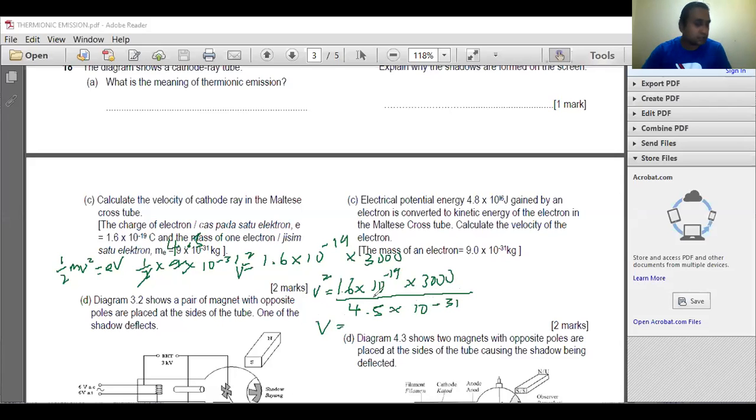Okay, and then you square root the answer. So 1.6 times 10 to the power negative 19 times 3000 divided by 4.5 times 10 to the power of negative 31. Square root the answer. So you get 3.3, 3.3 times 10 to the power of 7. Okay. Next.